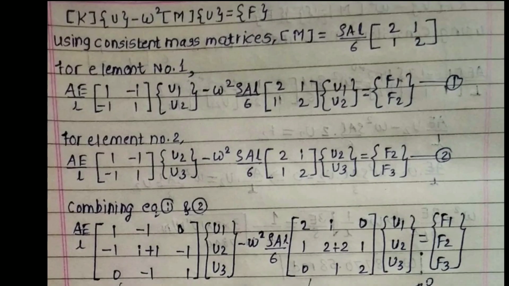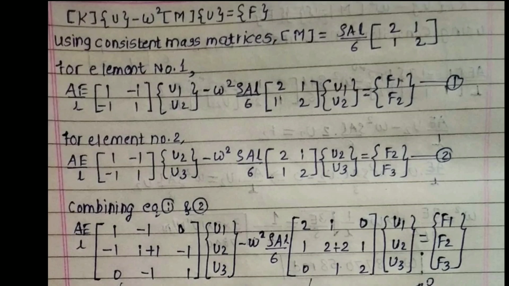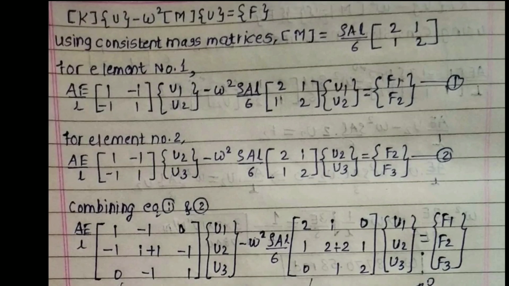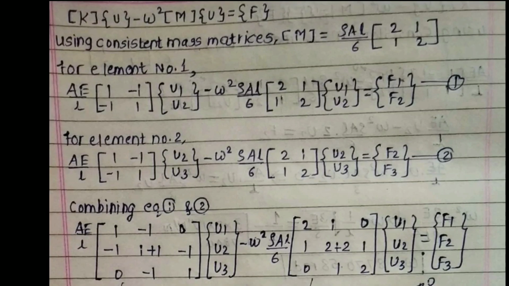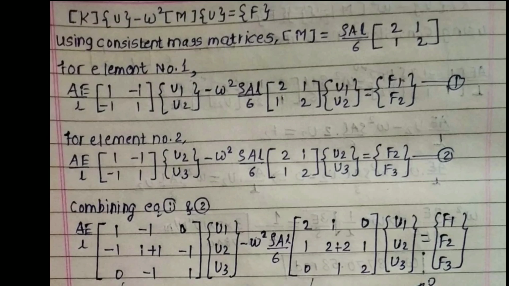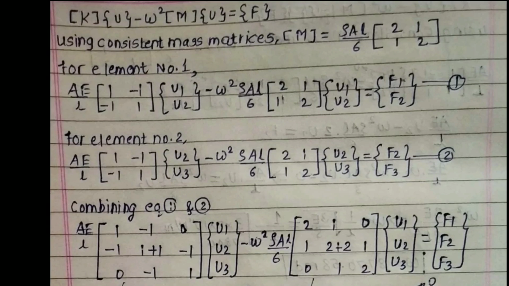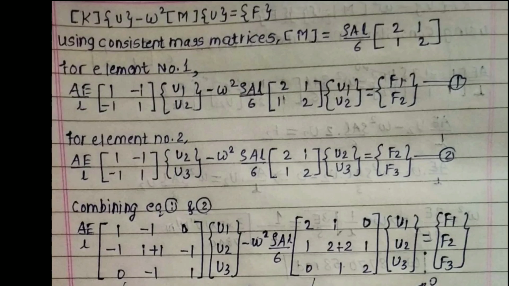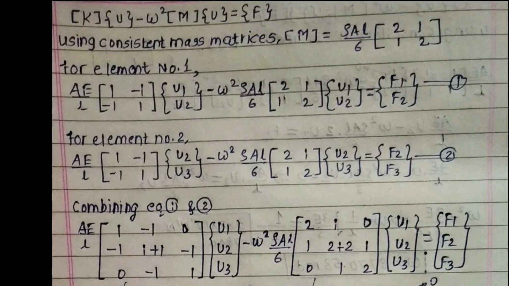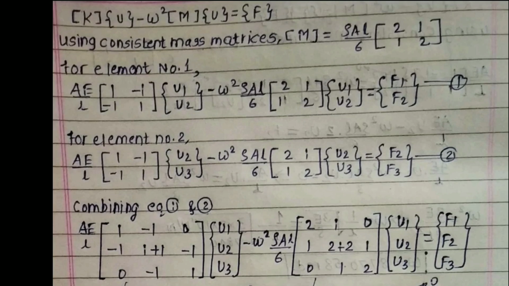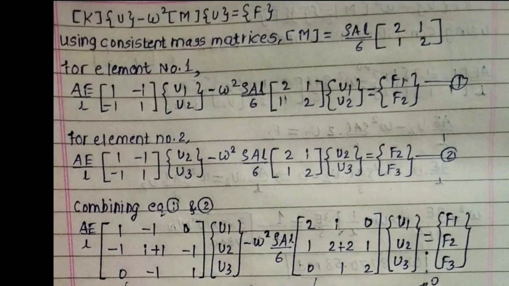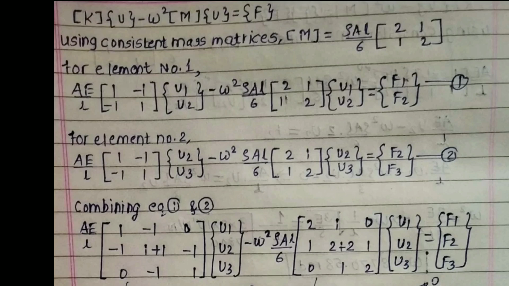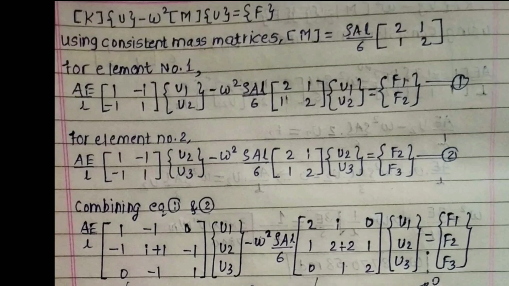We have the general equation: stiffness matrix K into displacement U minus omega square into mass matrix M into displacement U is given by force F. Initially we are going to follow the consistent mass matrix approach, where the consistent mass matrix M is given by rho A L by 6 into the matrix 2 1 1 2. Now I will write down this equation for element number 1.